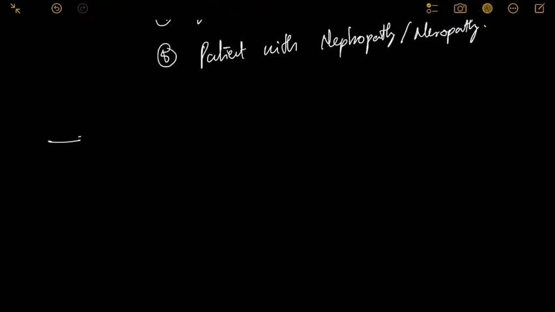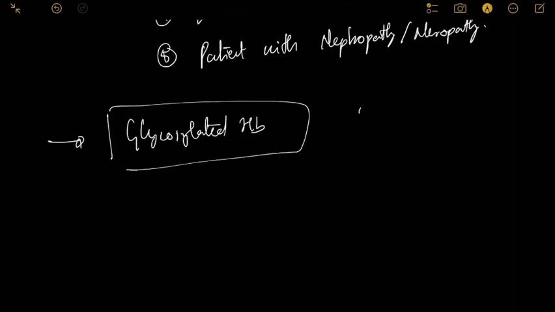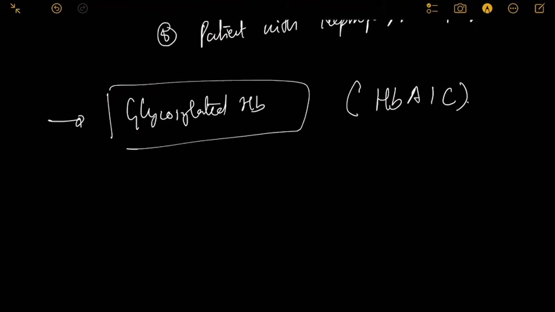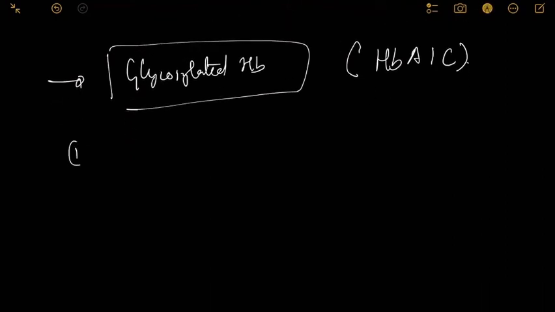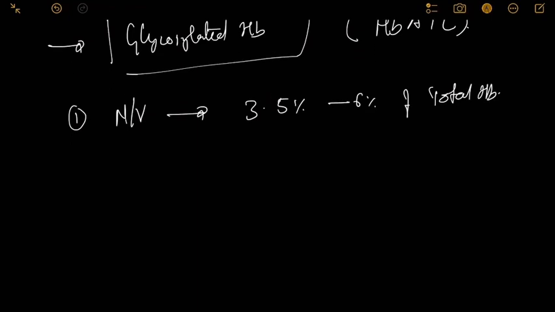Now, the last topic we'll be discussing is your glycosylated HB, that is your glycosylated hemoglobin, also known as your HbA1c. So first we'll discuss the normal value. What is the normal value? 3.5% to 6% of your total hemoglobin. Now, 2. What is this glycosylated HB?